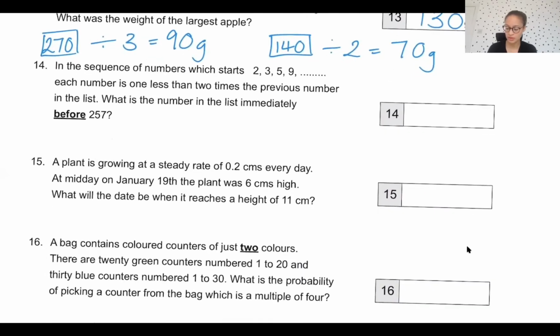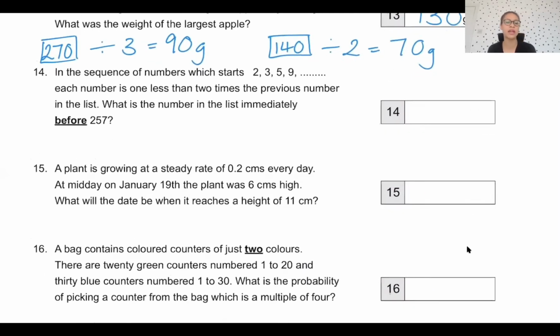Okay, number 14. This has a bit of a red herring in it, so it gives you some information that you don't really need to know. Let's see where that is. But in the sequence of numbers which starts 2, 3, 5, 9, each number is 1 less than 2 times the previous number in the list. What is the number in the list immediately before 257? This is our red herring, because you don't actually need to use those numbers. The most important bit of information is that each number is 1 less than 2 times the previous number.